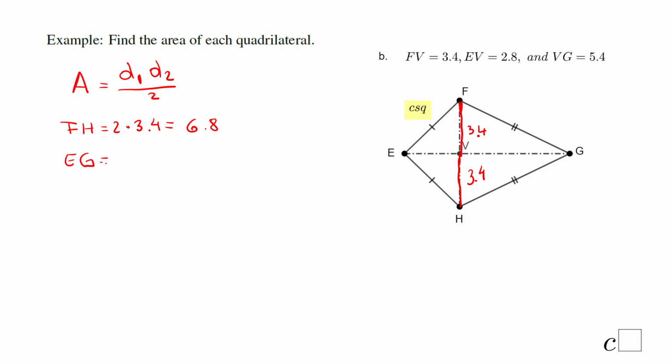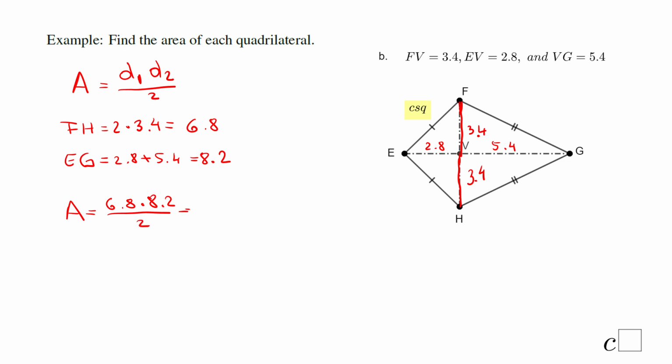Very similar, if you notice. We have EV, it's 2.8. And VG, it's 5.4. So we just have to add these two, 2.8 plus 5.4, that will be 8.2, and now we can go back to that formula we started with, and we're going to have 6.8 times 8.2 divided by 2.